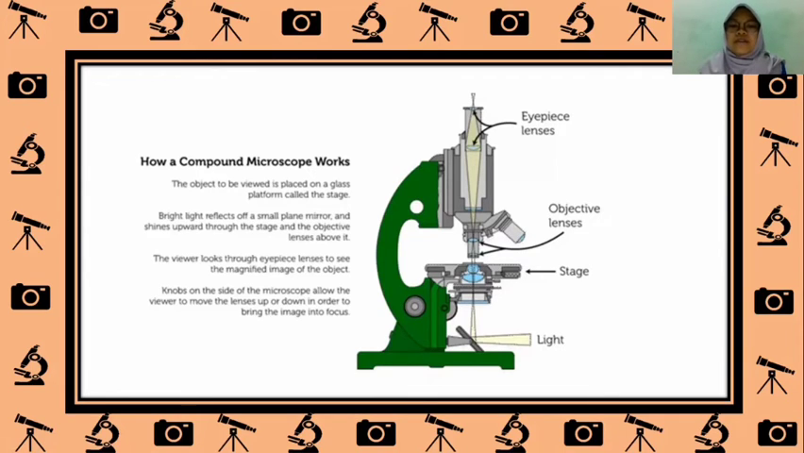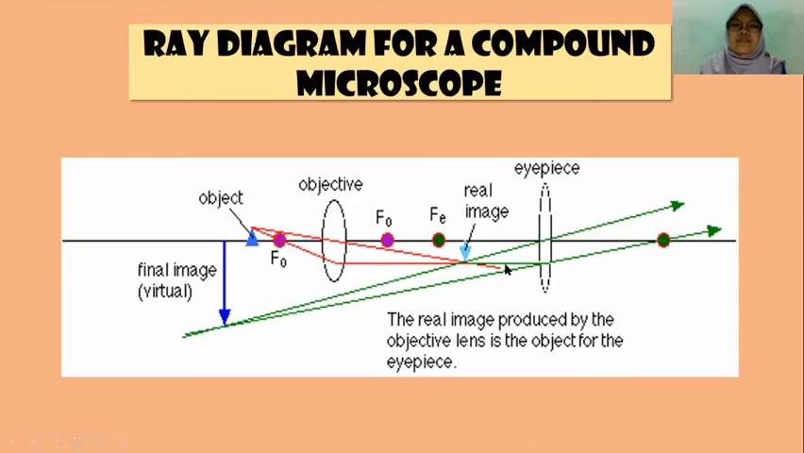It reflects the light so that the light shines upward through the stage and the objective lenses above it. The viewer looks through these eyepiece lenses, and the knobs here are used to move the lens up or down in order to bring the image into focus. This objective lens is the lens used to magnify the tiny thing that we put on the stage. So next, this is the ray diagram for the compound microscope. The compound microscope is the most commonly used in the laboratory.